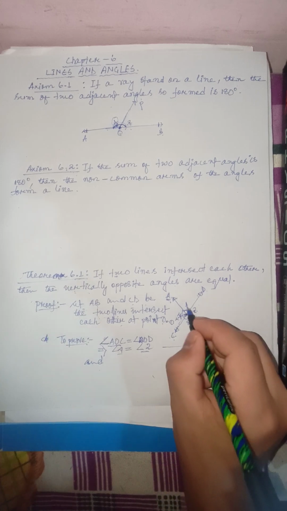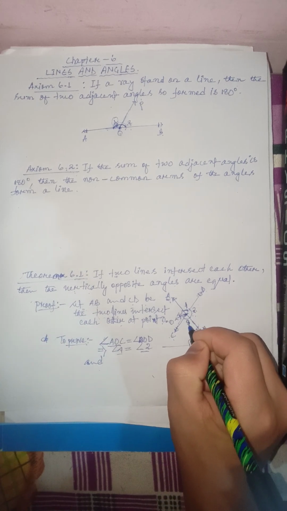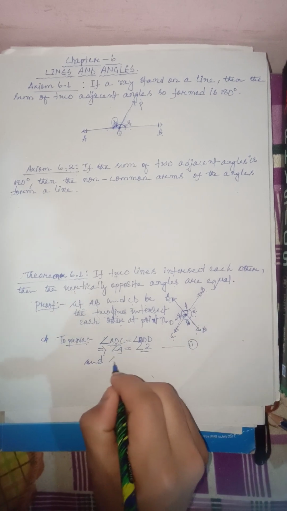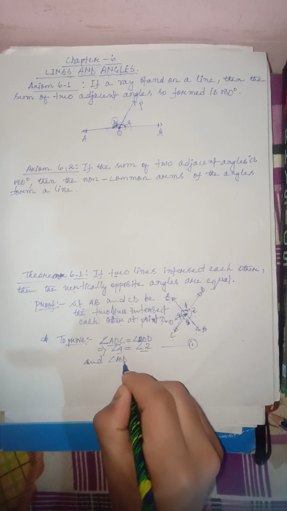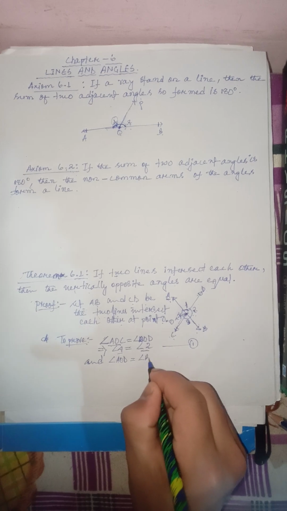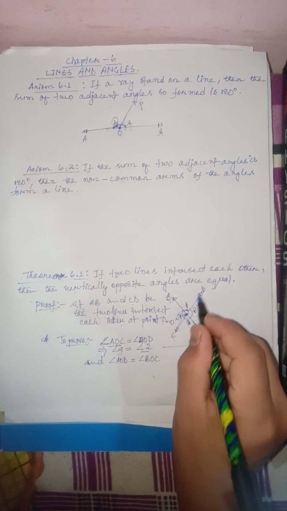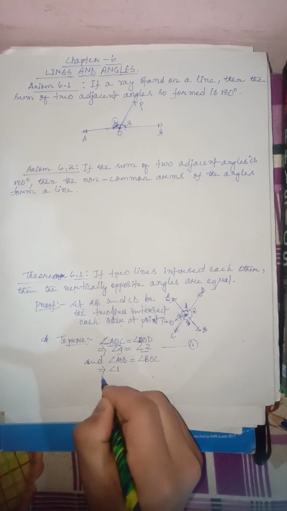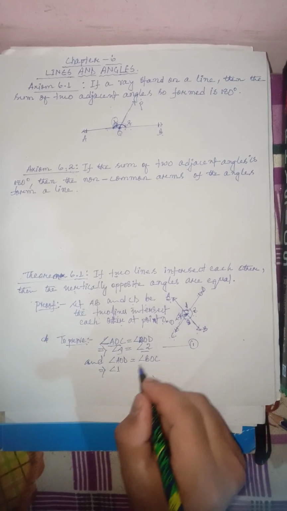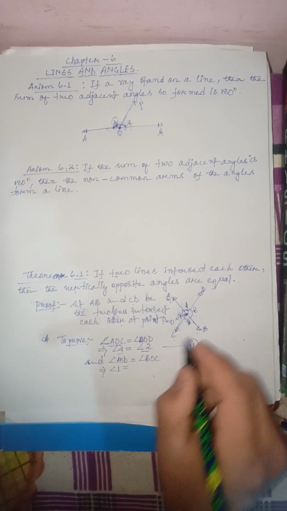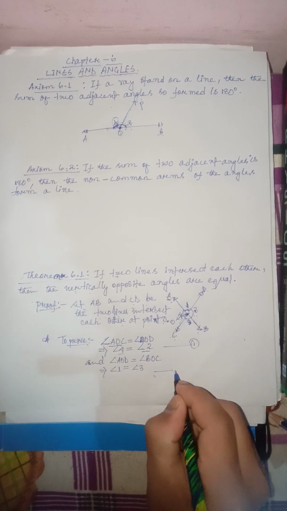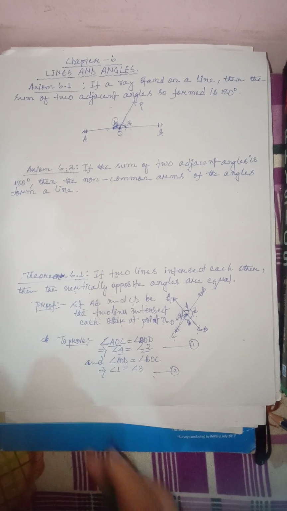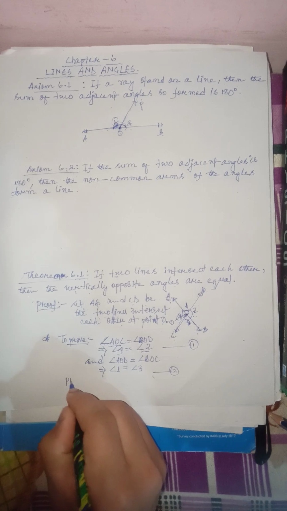And after that, let us take another pair of vertically opposite angles, which is angle AOD as well as angle BOC. What is angle AOD? It is angle 1. And after that we have angle BOC. What is angle BOC? It is 3. And these are the two things which we need to prove. Now let me start the proof.